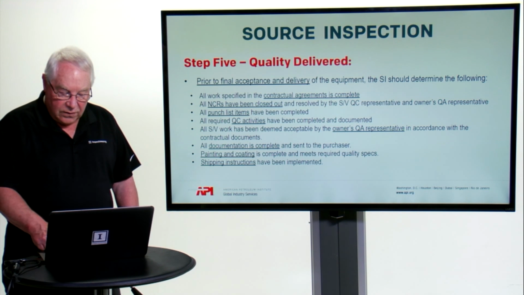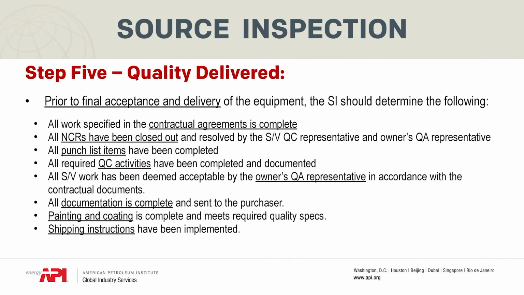The supplier vendor's work must be deemed acceptable by the owner's QA representative in accordance with the contractual documents. All documentation that was specified in step 1 needs to be noted as being completed and acceptable to the purchaser. All the final painting and coating is complete and meets the quality specs required, and the final shipping instructions have been implemented. That's all involved in step 5, making sure that a quality product is being delivered to the purchaser.